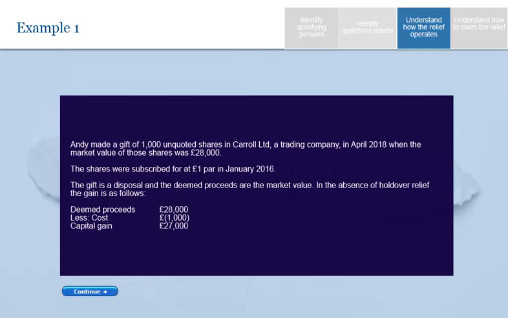And now some examples. This first one shows the use of market value of £28,000 in computing the gain on the unquoted shares in Carroll Limited. Whilst this is a relatively straightforward calculation, it emphasises the fact that holdover relief is a choice and requires a joint claim, without which the capital gain of £27,000 would arise for Andy.